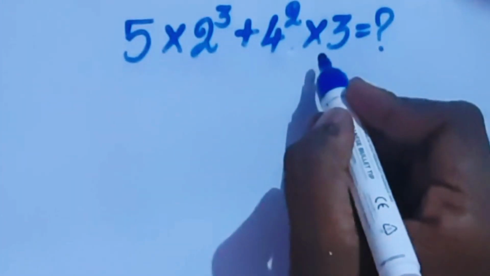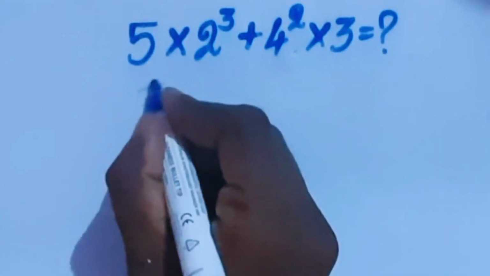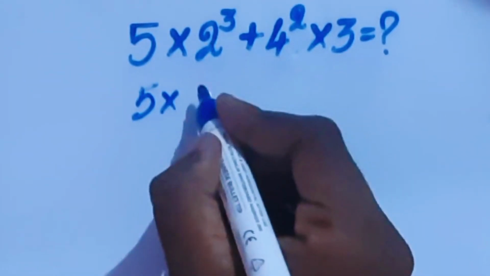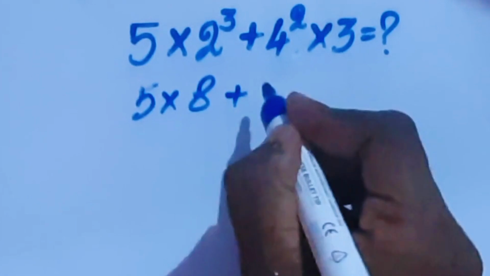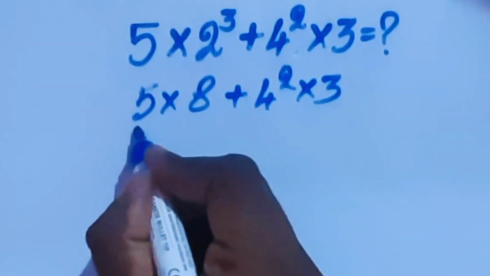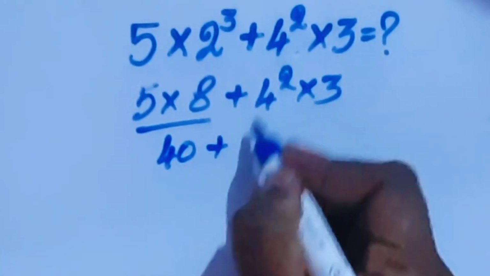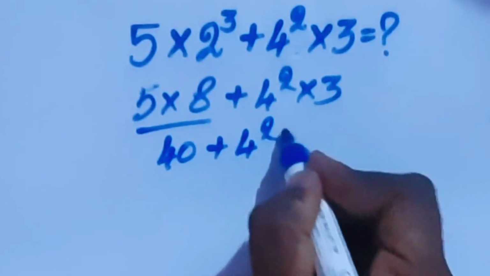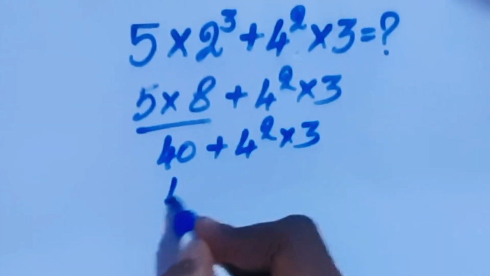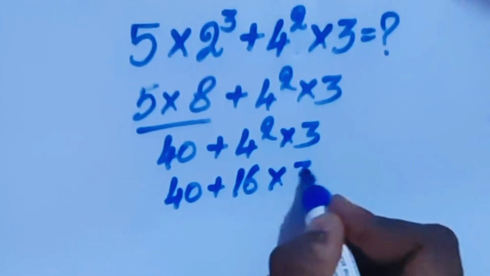Hi guys, most of them get the answer 168 for this problem in the wrong order. Here 5 times 2 power 3 is 8, plus 4 power 2 times 3. Here 5 times 8 is 40, plus 4 power 2 times 3. Here 40 plus 4 power 2 is 16, times 3.